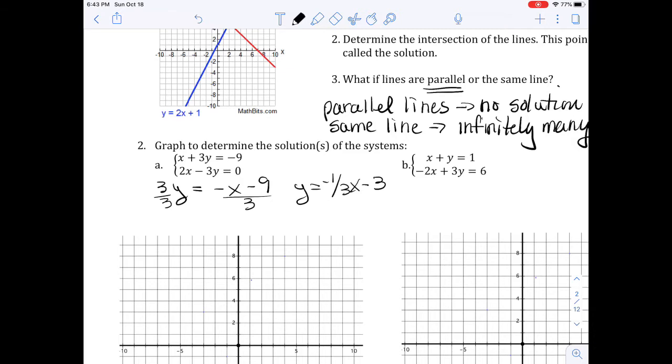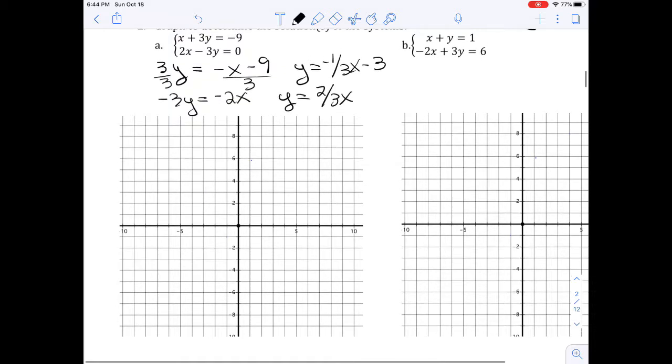For the second one, negative 3y equals negative 2x. We're going to divide and get y equals positive 2/3 x. So we're going to go ahead and graph both of those lines. Down here at negative 3, it has a negative 1/3 slope. So up 1 over 1, 2, 3, up 1 over 1, 2, 3. All right, so we're going to be able to draw this line.